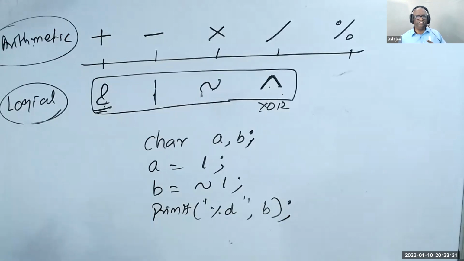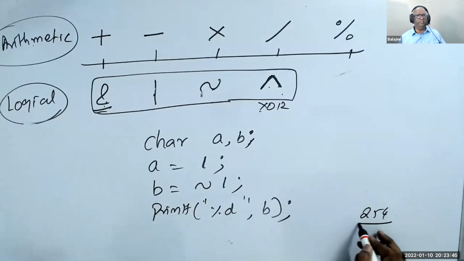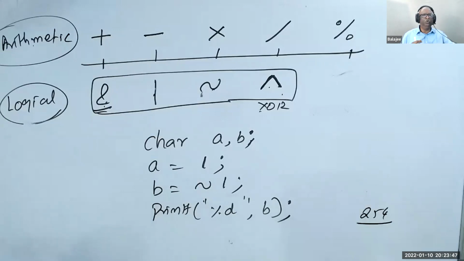Quick, 10 seconds. You have a time of 10 seconds. I need an answer from somebody. $254. Any other answer? Somebody has given a good answer. $254. Any other answer?